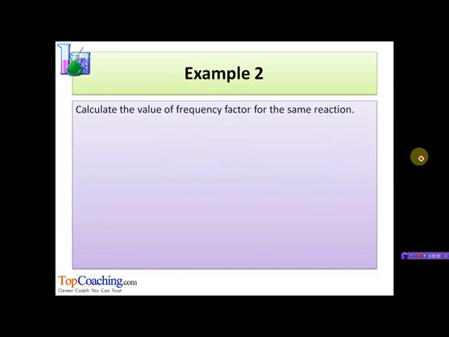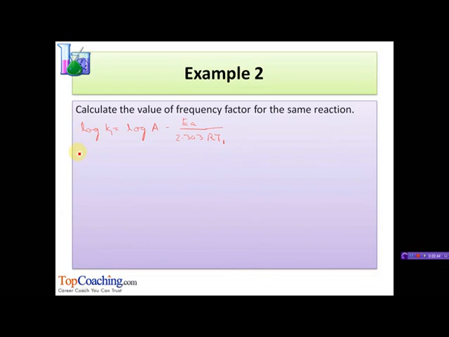In the second question, we have to calculate the value of frequency factor for the same reaction with the same data. Now we have calculated activation energy in the last part. So if we write the equation log K is equal to log A minus EA upon 2.303 RT. Now, if we consider this equation for the first set of conditions, then we can write log K1 is equal to log A minus EA upon 2.303 RT1.